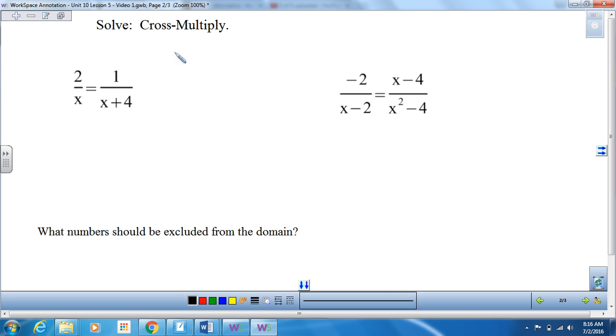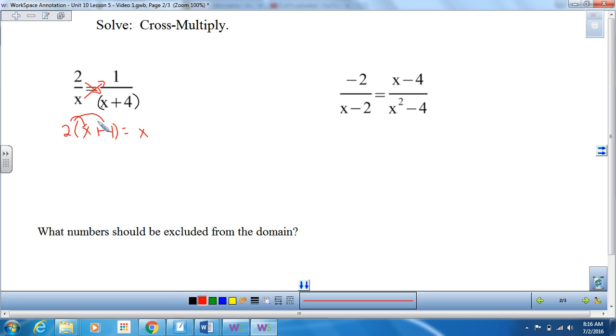I know I can cross multiply if it's just one fraction equals one fraction. So we solve this just like we would with proportions. What I do need to remember is that this will have parentheses around it. If there's a plus or a minus, there's the invisible parentheses. So I'm going to have 2 times x plus 4 equals x times 1, which is just x.